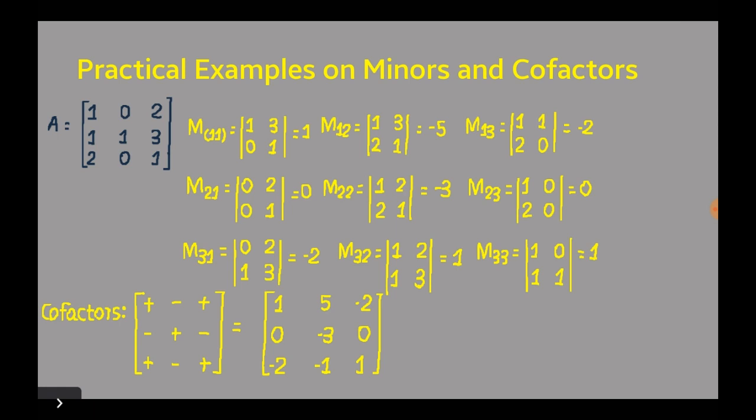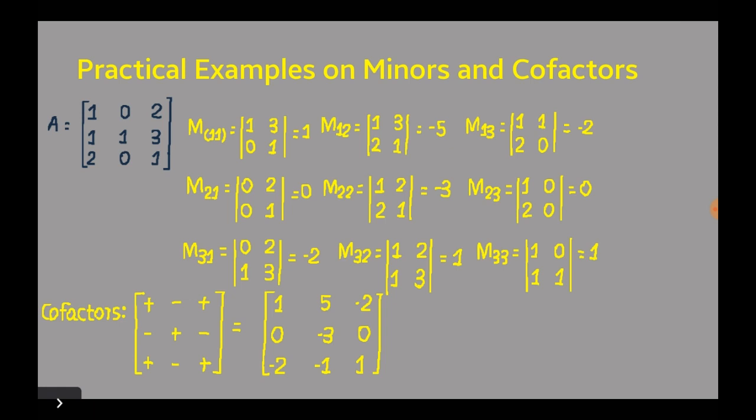Let's compute the minors. M11: 1, 3, 0, 1, gives 1 minus 0, it must be 1. M12: 1, 3, 2, 1, becomes minus 5, multiplied and subtracted. M13: 1, 1, 2, 0, becomes minus 2. Minor M21: 0, 2, 0, 1, becomes 0. Minor M22: 1, 2, 2, 1, must be minus 3. Minor M23: 1, 0, 2, 0, becomes 0.